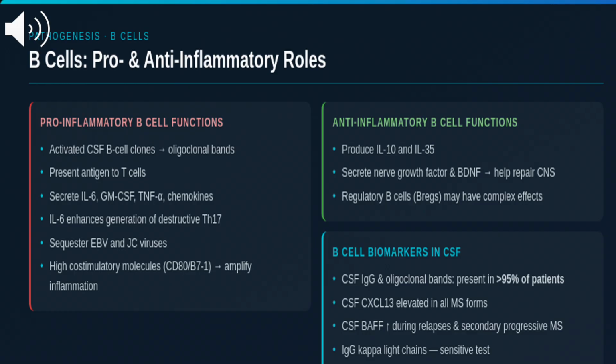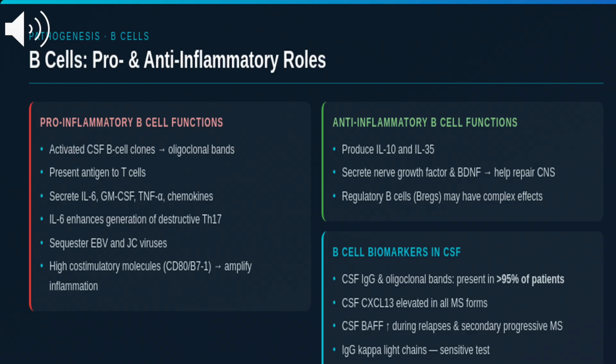And circulating B cells in MS express high levels of co-stimulatory molecules, pushing them above the threshold needed to amplify inflammation. On the anti-inflammatory side, B cells can produce IL-10, IL-35, nerve growth factor, and brain-derived neurotrophic factor, all of which may help repair the CNS. These regulatory B cells, or BREGs, represent a population whose depletion by anti-CD20 therapies may inadvertently worsen the regulatory deficit.